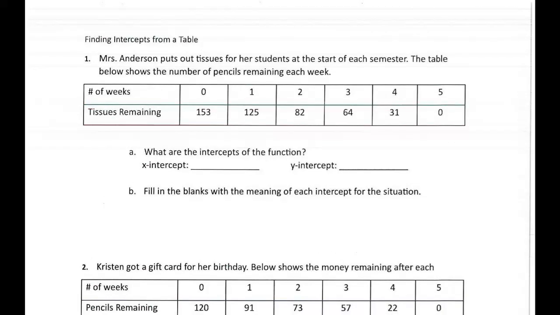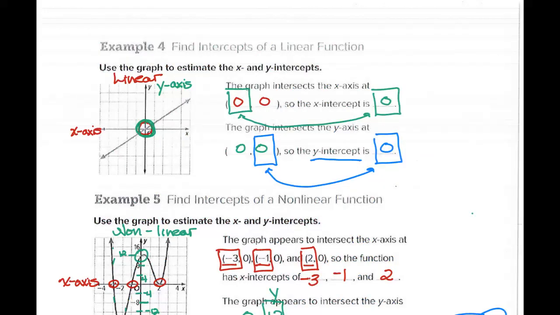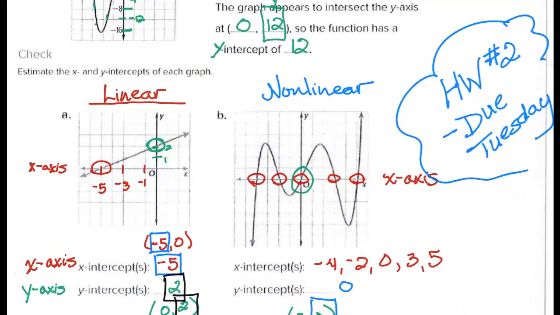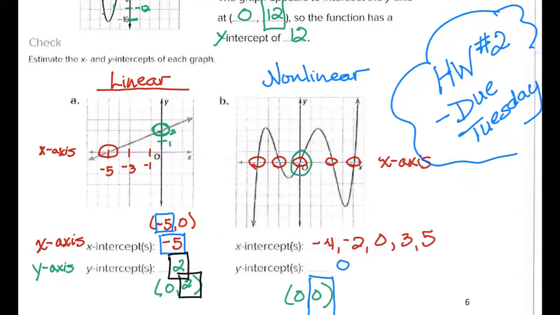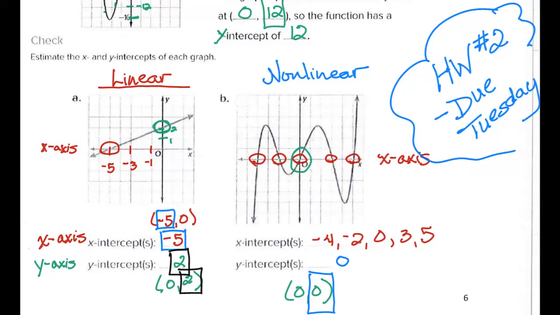Who can remind me, if we are talking about an intercept, what does that mean if you see intercepts on a graph? So if we see intercepts on a graph, like here, what does that mean? You got your notes? It means that that is the point where your graph crosses the x or y axis, okay?